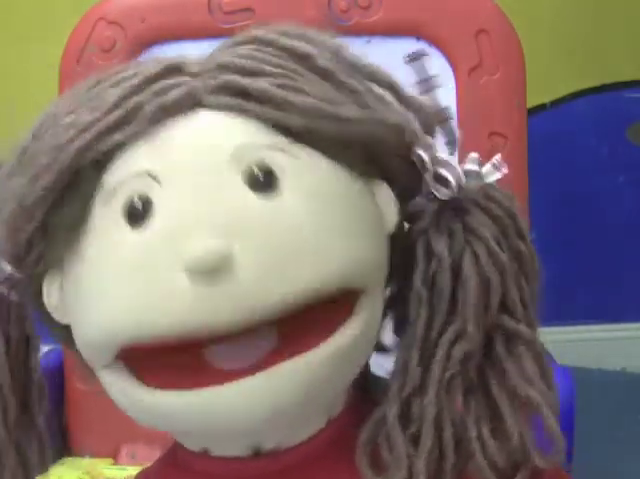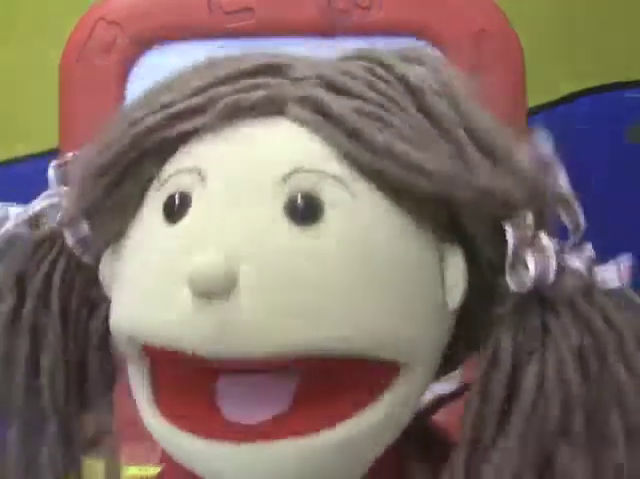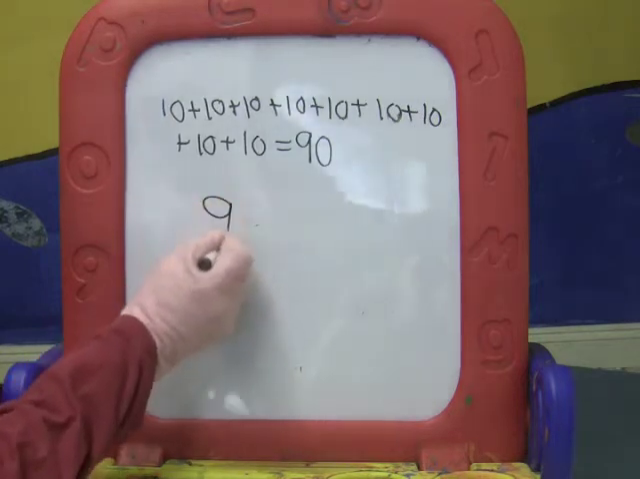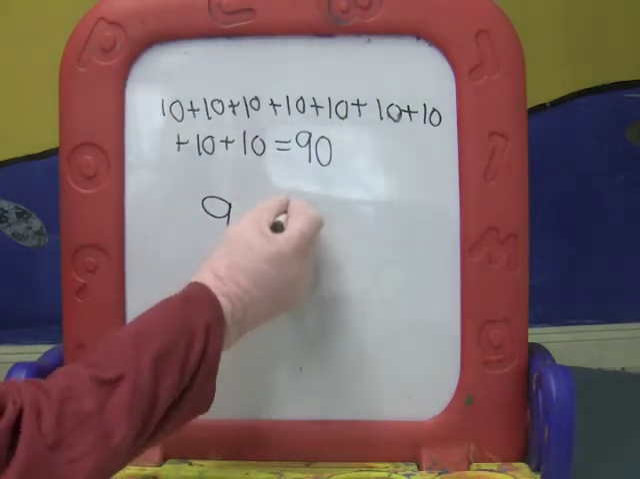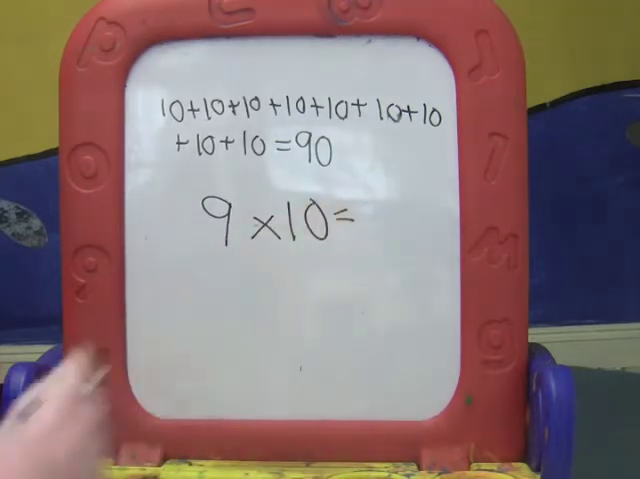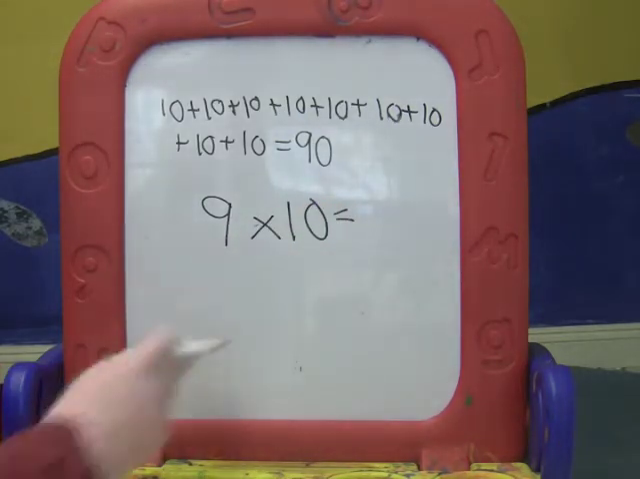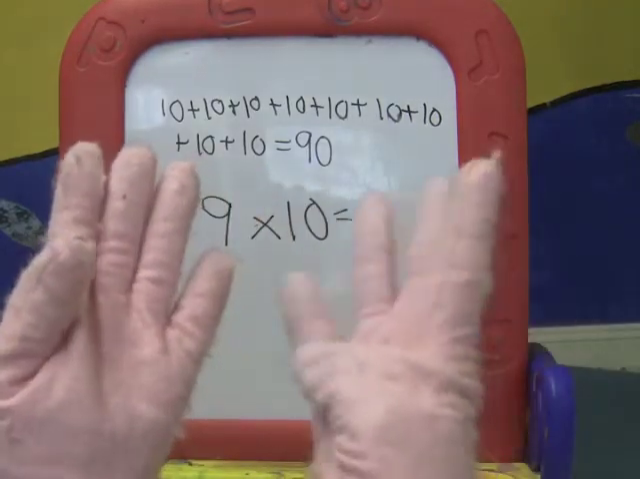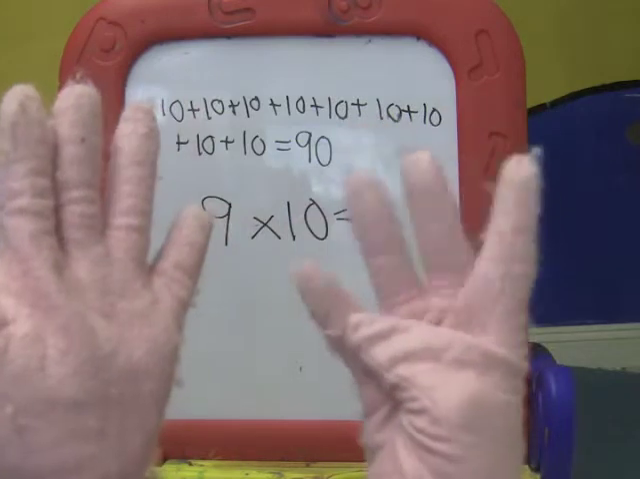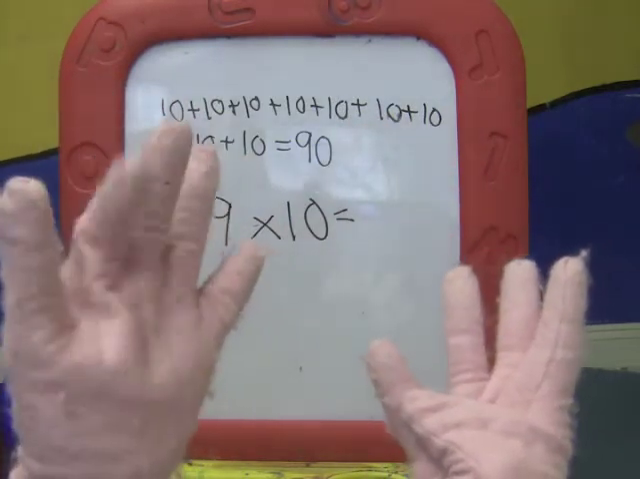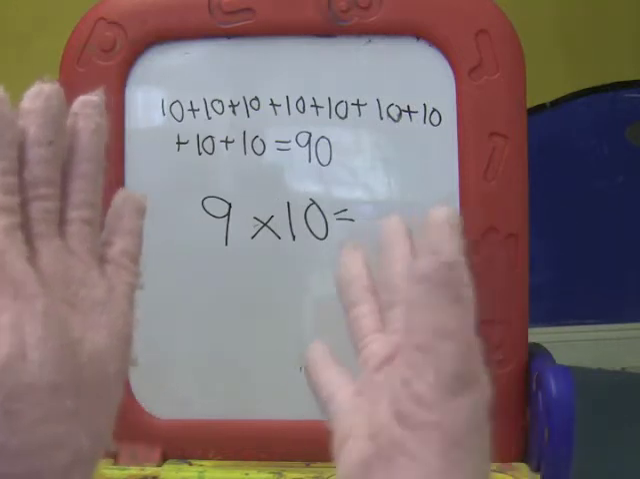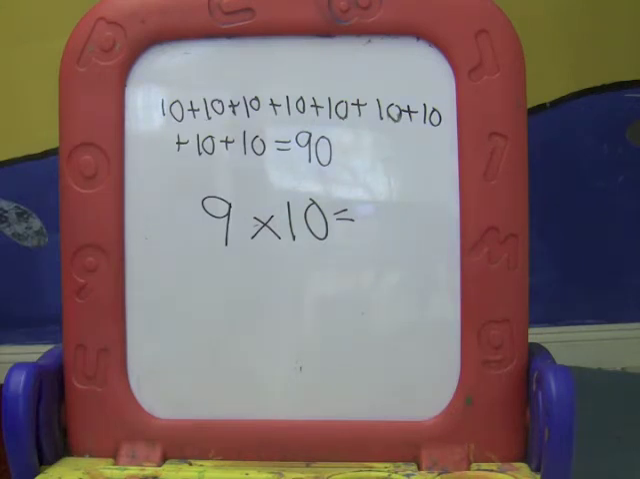So now let's try it using our multiplication symbol. Do you think it will be quicker? Let's see. I had 9 lots of 10. So to work out the answer, I need to count in tens 9 times. So here are my 9 fingers, 5 and 4. And now we need to count 10, 20, 30, 40, 50, 60, 70, 80, 90. 9 times 10 is 90.